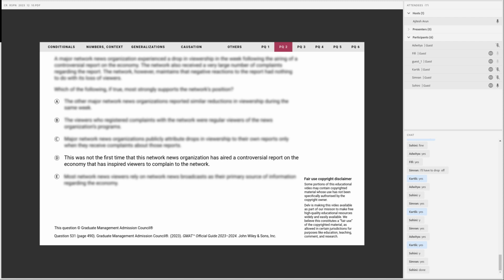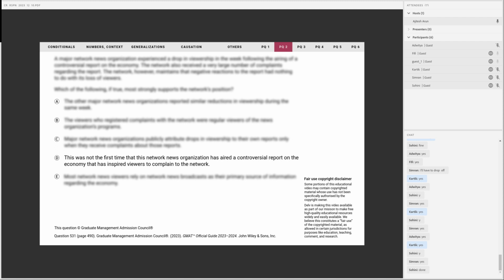Perfect. So when we read this option, sometimes we just mentally fill in the gaps because we just read something similar in the question. But Shohini is absolutely correct. This option doesn't tell us what happened. All it's telling us is this is not the first time they've done this. But what happened when they did this before? Did viewership drop? Did it not drop? So we don't have that information. And without that information, this is not a good comparison.